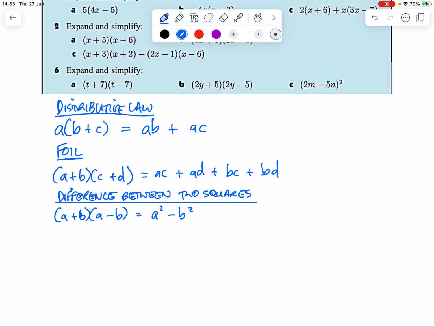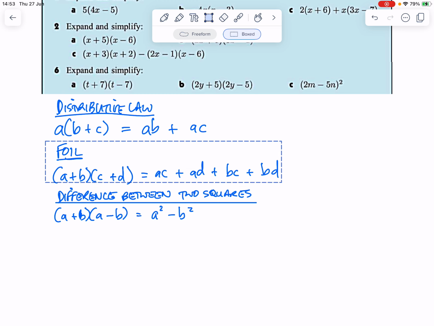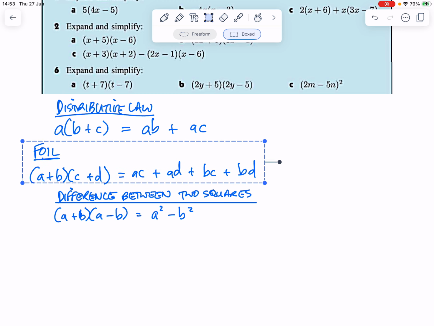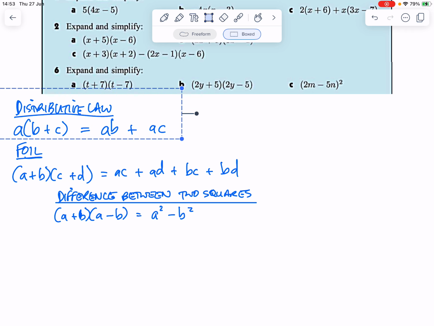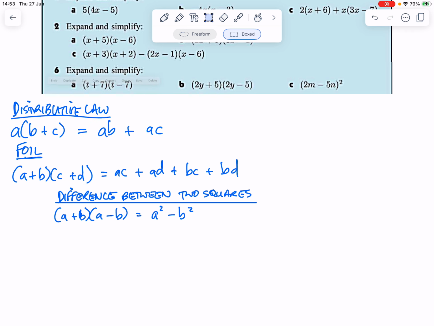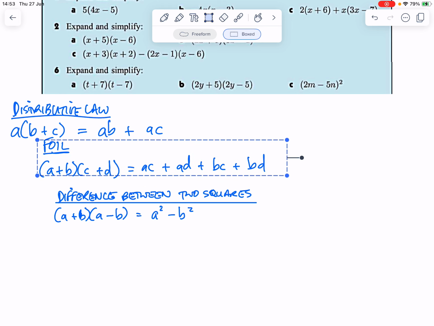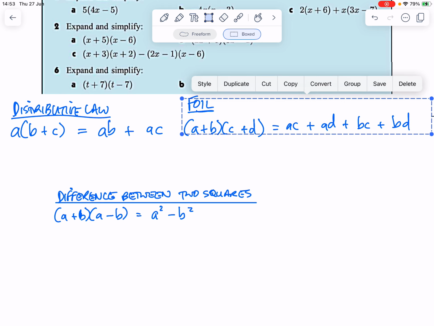I think I'm going to run out of space here, so let me shift this stuff so that I can fit it all in one. And to show you that your cheat sheet should be quite small, FOIL here, difference between two squares here.